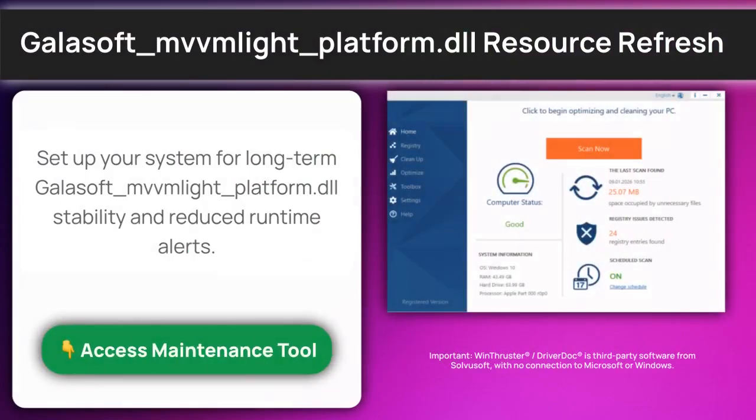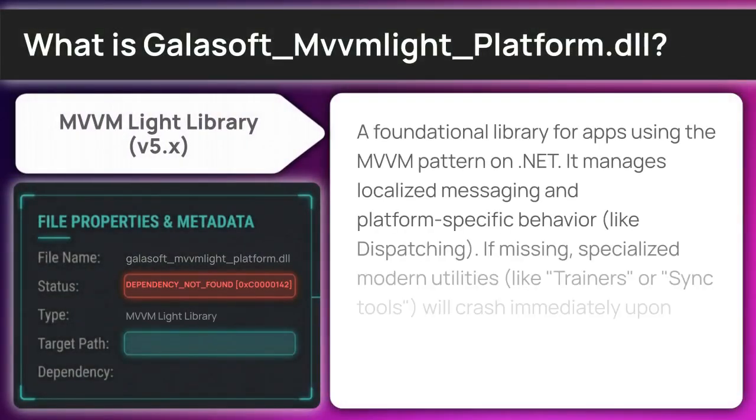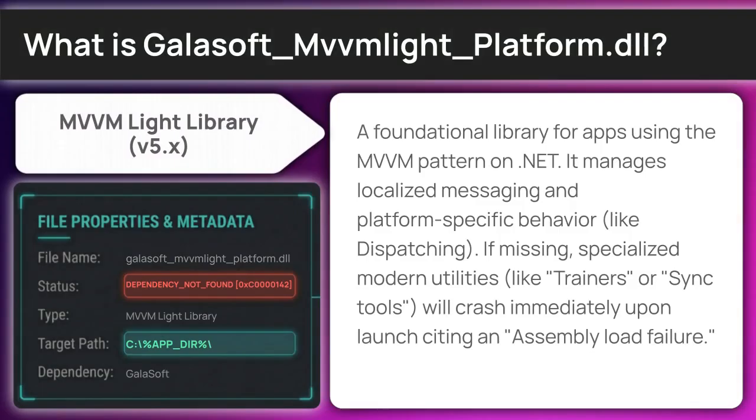This is the Galasoft MVVM Light Library, a foundational library for apps using the MVVM pattern on .NET. It manages localized messaging and platform-specific behavior, like dispatching. If missing, specialized modern utilities, like trainers or sync tools, will crash immediately upon launch, citing an assembly load failure.